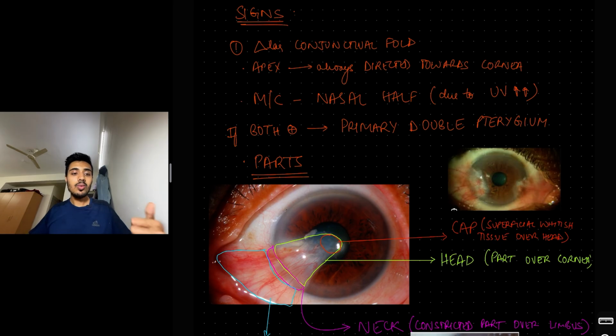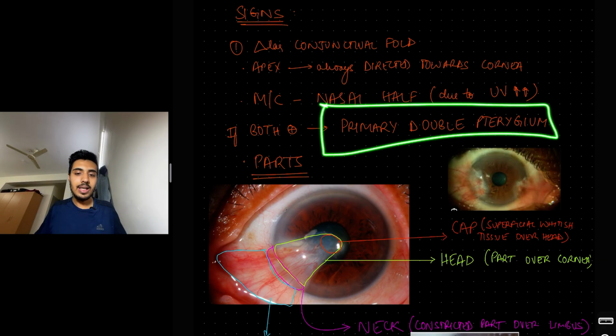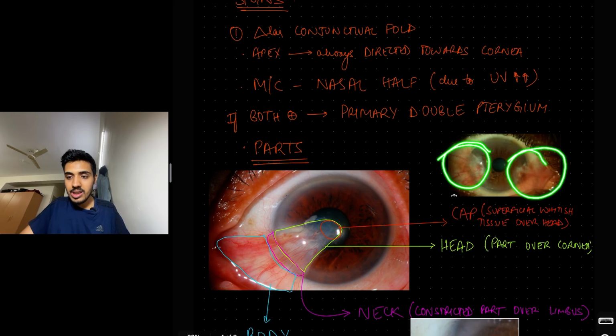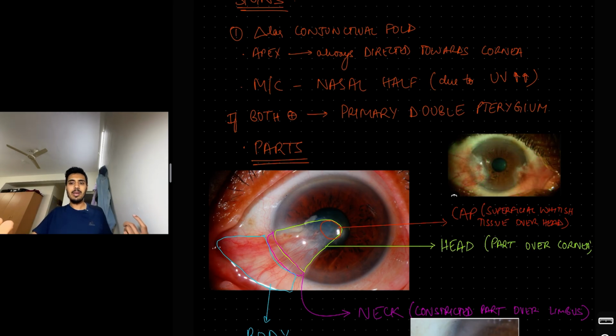And there's a rare condition where you can have pterygium both nasally as well as temporally. That is known as primary double pterygium. Okay, as you can see in this picture here, you have one pterygium here in the same eye. That is primary double pterygium.